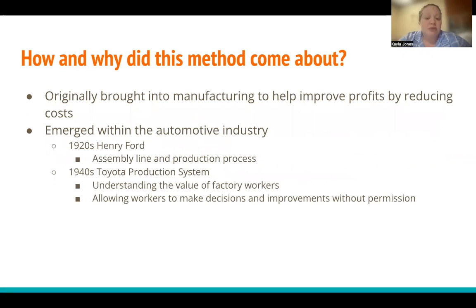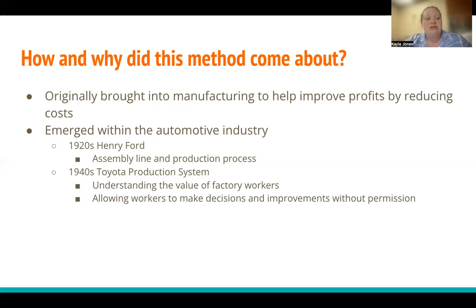So how did this method come about? It was originally a manufacturing method that was intended to help improve profits by reducing costs. It really emerged in the automotive industry. It can be seen as early as the 1920s with Henry Ford. The assembly line and production process were some of the first of their kind to implement continuous improvement. And then really post-war 1940s Toyota is kind of seen as the poster child for the lean process.